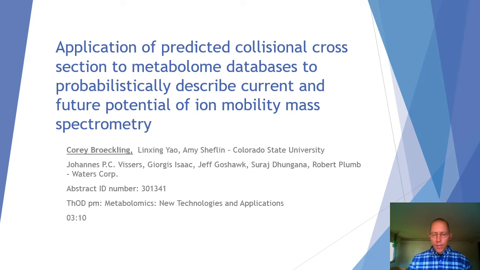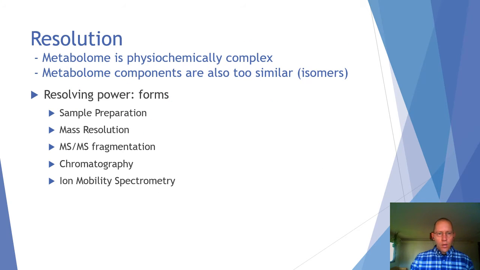I'm going to talk today about using predicted collisional cross-section and other analytical values and model metabolomes as a way to describe the current and future potential of ion mobility mass spec in non-targeted metabolomics experiments. Now, really, this is a talk today about resolving power and resolution.